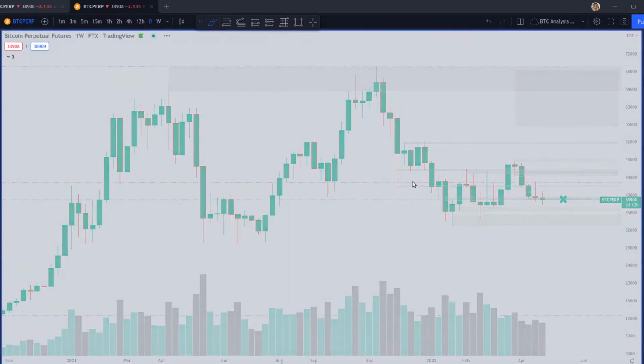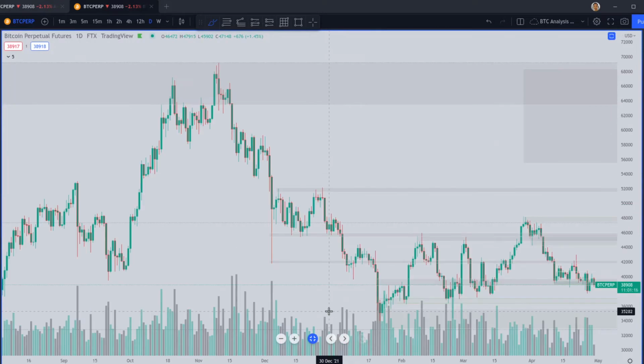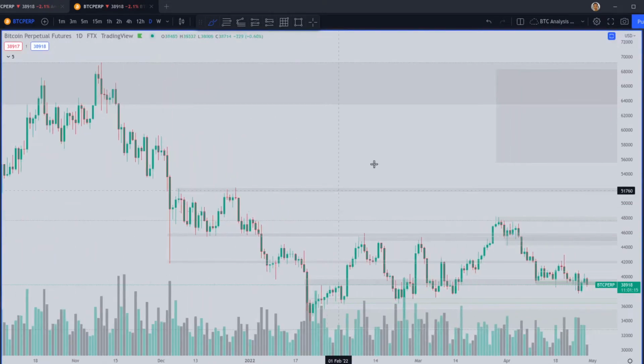Let's zoom into the daily chart. Okay, more details here.